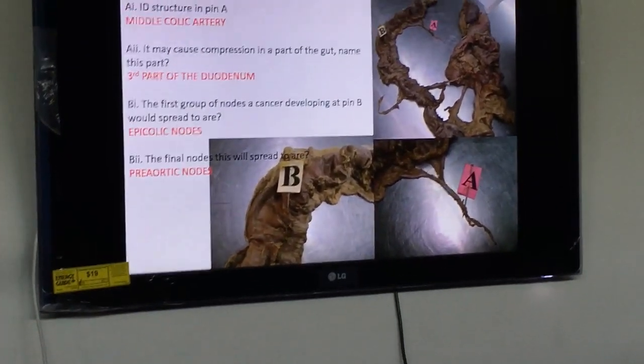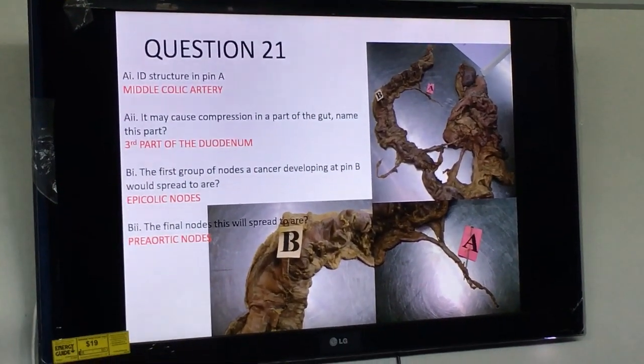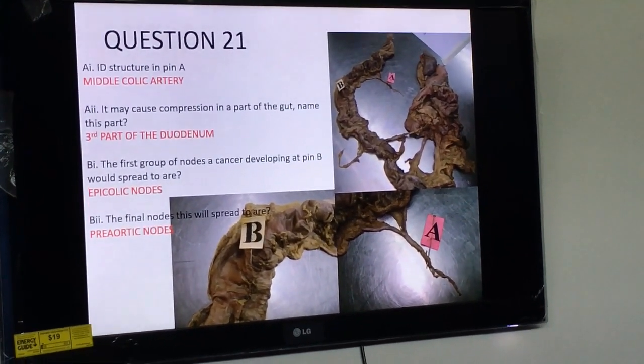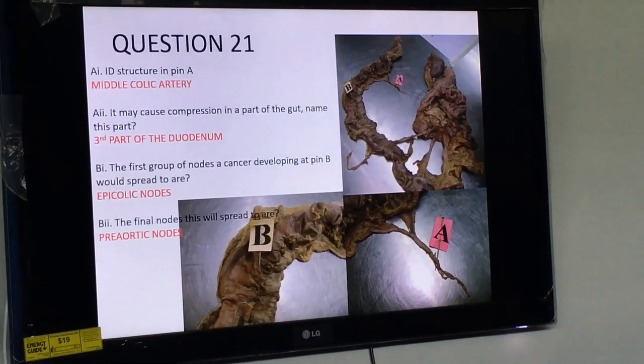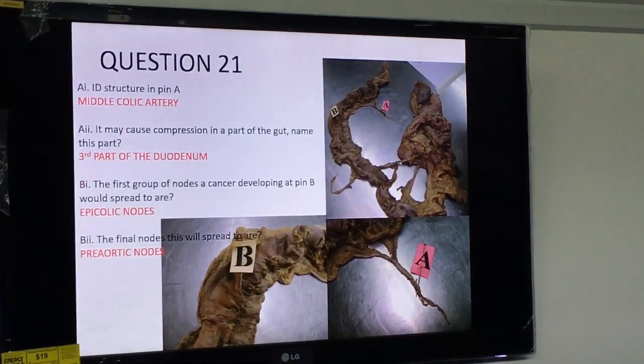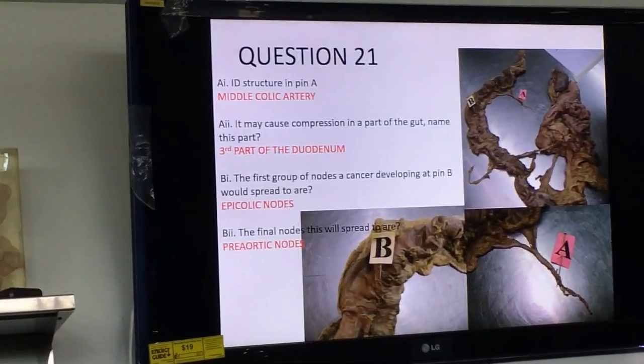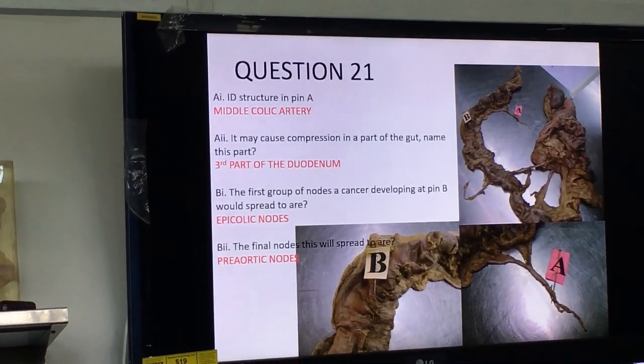So A2. The middle colic, here it is now, may cause compression of a part of the gut. Name this part. So if you never knew before, you now know that the middle colic can compress the third part of the duodenum. Third part.